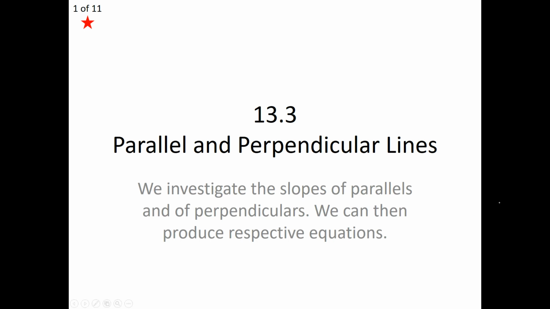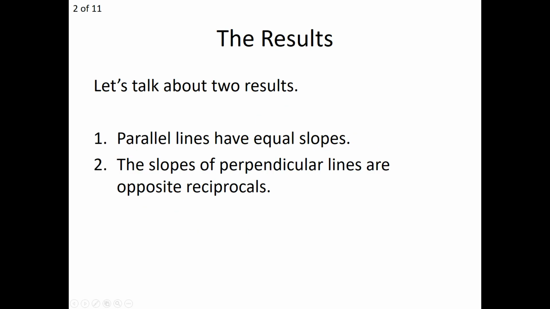Let's dive into first the results of today's lesson. We're going to arrive to two key results, one for the parallel lines and one for the perpendicular lines. The two results are here. The first result is that parallel lines will have equal slopes. The second is that the slopes of perpendicular lines are opposite reciprocals. So we're going to begin our investigations into the parallel slopes, and then we'll turn our focus toward the perpendicular, and then we will conclude our lesson by looking at some examples with both.